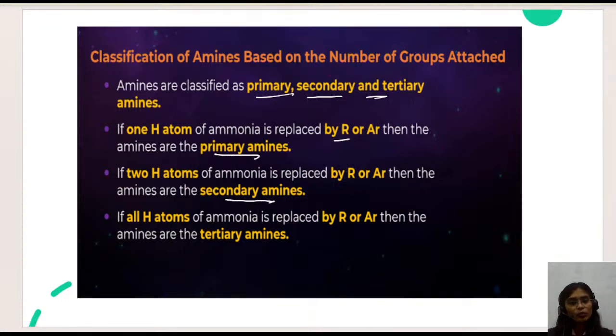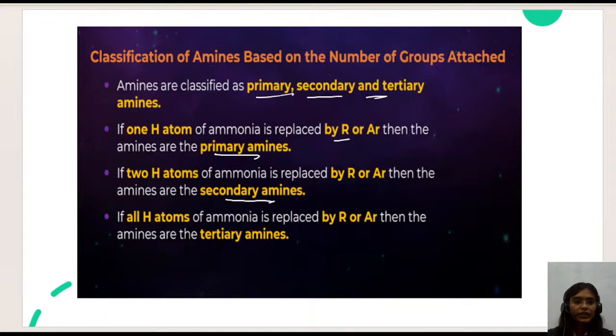If one had all three hydrogens replaced there, it becomes tertiary, right? I'm explaining this quickly because we already know it. I already explained in the very start of the class what primary means, what secondary is, and what tertiary is. After this, the next topic is nomenclature.